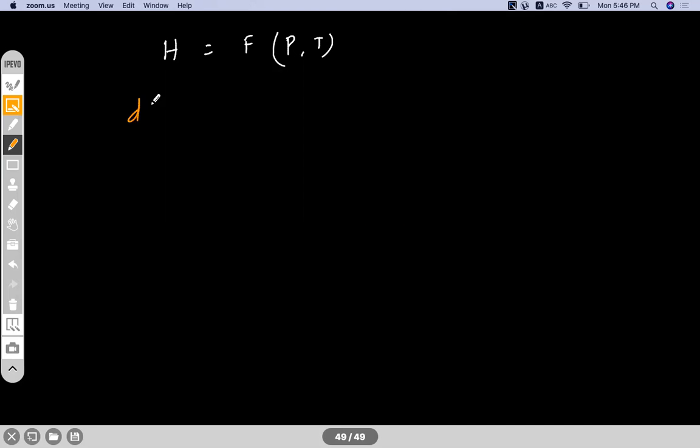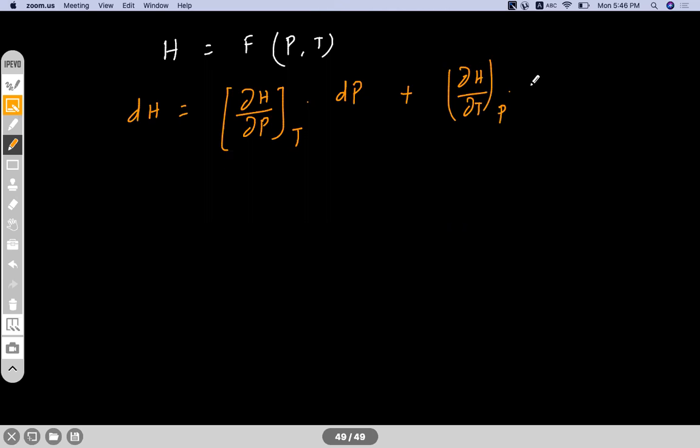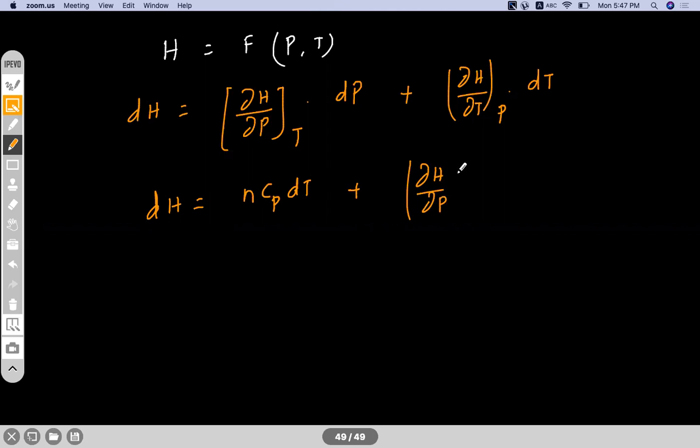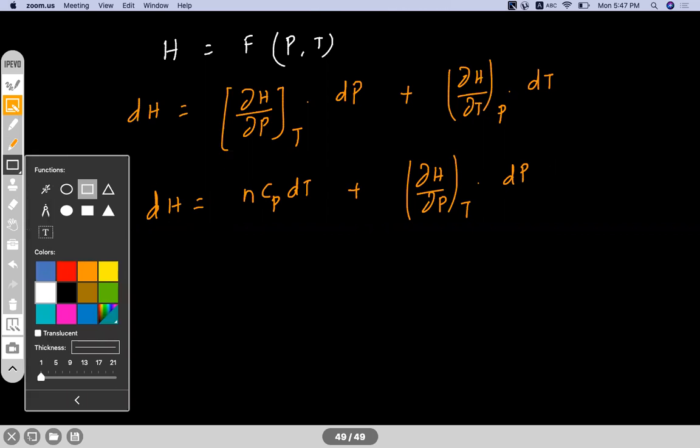So by Euler's theorem, we can write dH is equal to dou H by dou P, differentiation with respect to one variable keeping the other constant, into dP, plus dou H by dou T, keeping P constant, dT. This is the formula we have. Now, dou H by dou T at constant pressure is Cp. And for n moles, dH is equal to n Cp dT plus dou H by dou P at constant temperature dP. This is also true and valid for all the processes.